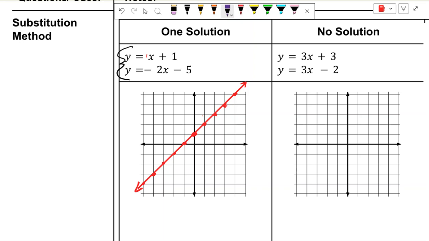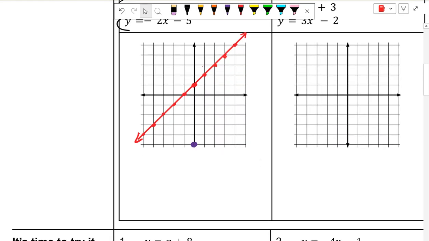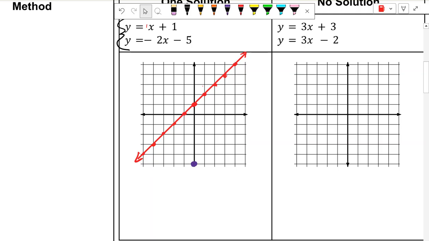My b on my second one is negative 5, so I go all the way down to the bottom. And then my slope is negative 2 over 1. Well, negative 2 over 1 won't work with this graph because it's going to go down farther, and I don't have the graph to do it. So another way to say negative 2 over 1 is 2 over negative 1. So that means I'm going to go up 2 and left 1. Up 2, left 1. Up 2, left 1.